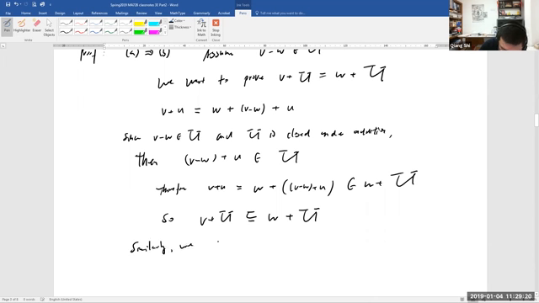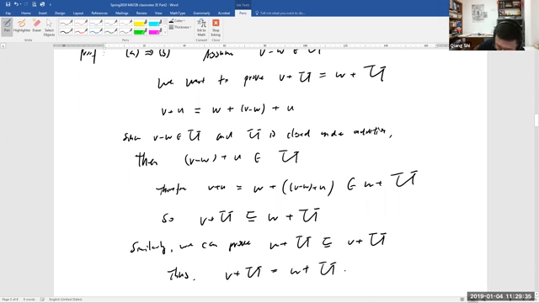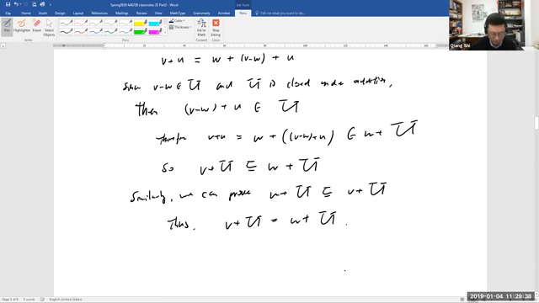So this v plus u is a subset of w plus capital U, and similarly, we can prove w plus capital U is also a subset of the left-hand side. Thus, we have these two equal to each other. So A implies B.